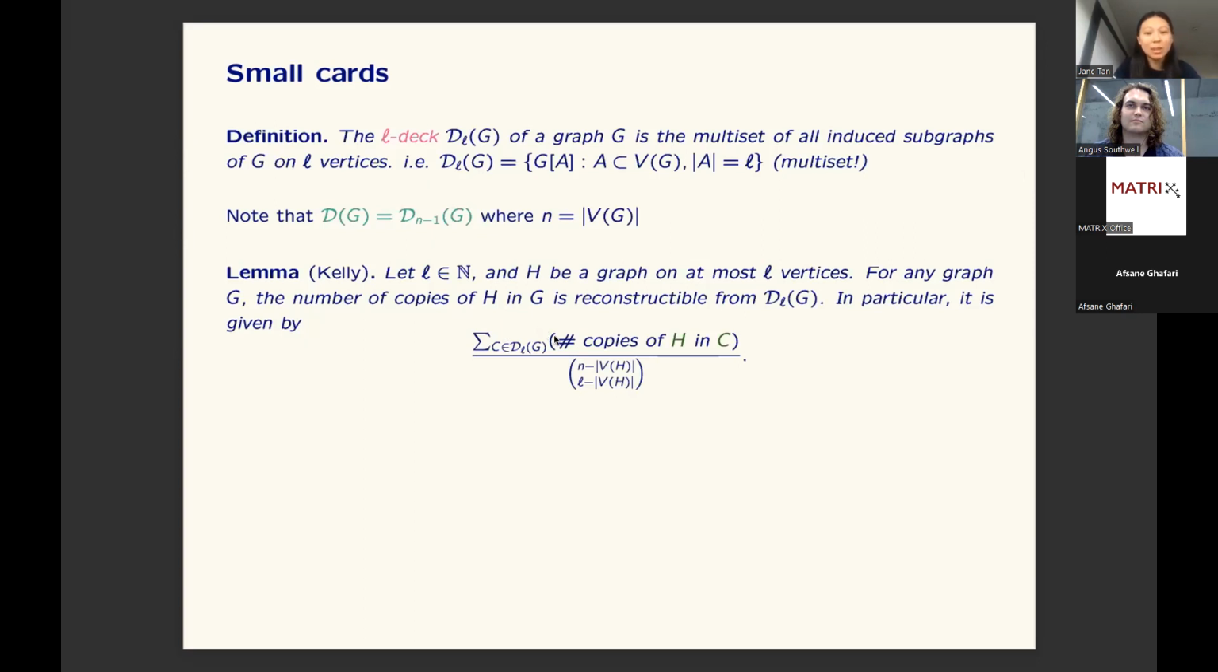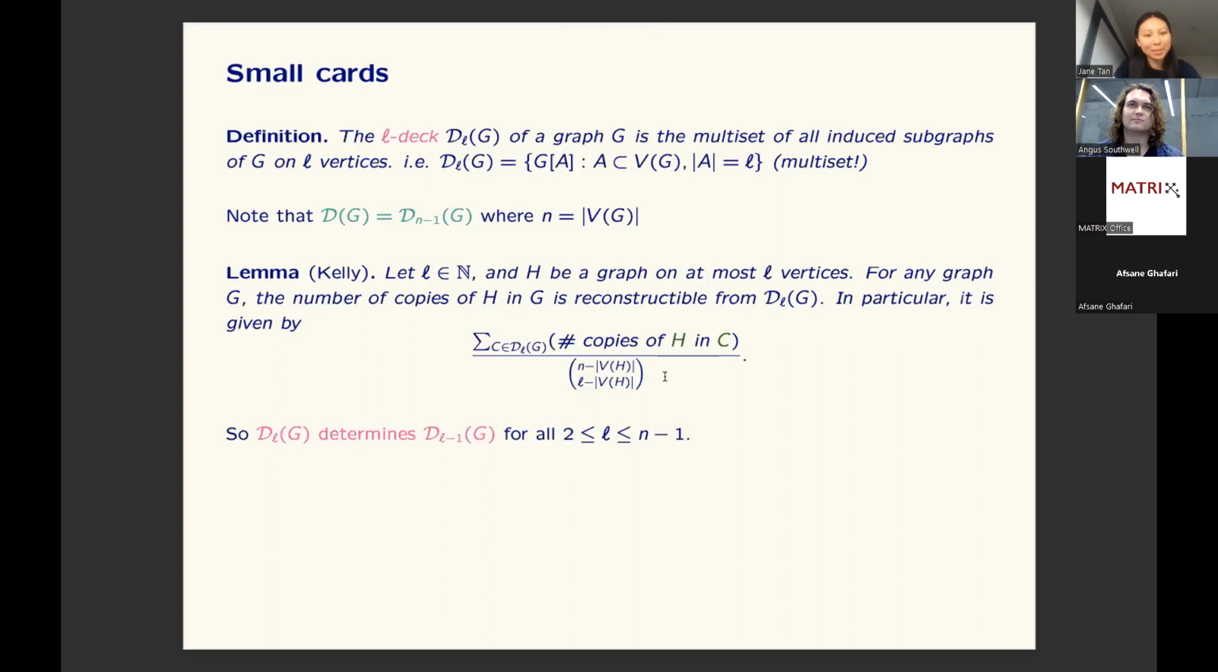All we do is count the number of copies of H that occur in all of the cards. That's our numerator. And on the denominator, I'm dividing by the overcount, essentially. How many ways are there to destroy a copy of H? How many cards should be missing it? This is n minus the number of vertices in H, choose L minus the vertices in H. But really, it's just generalizing the edge count result we had earlier.